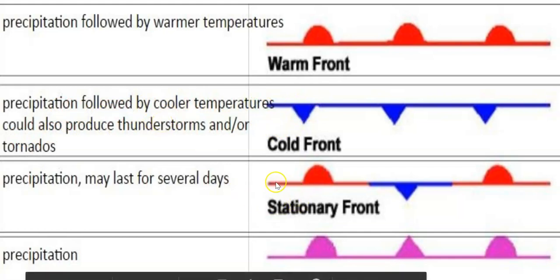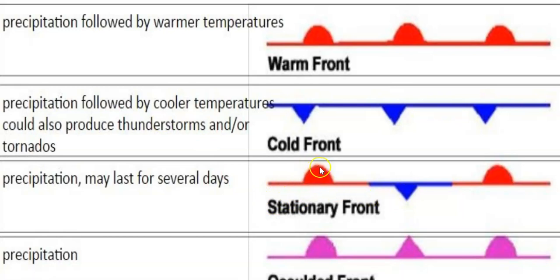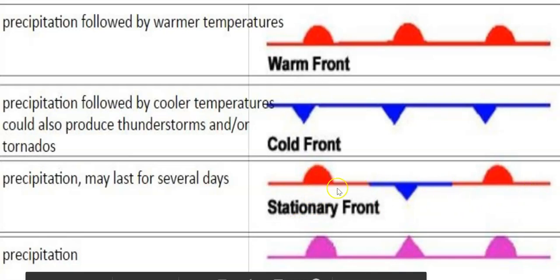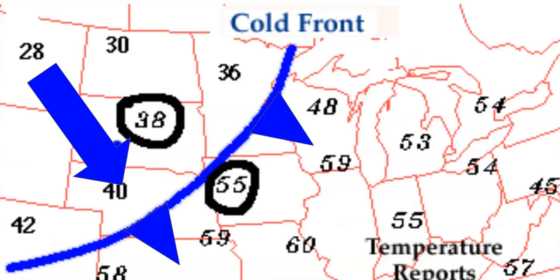A stationary front. You have warm air on one side and cool air on the other, so it's represented by one side has the red with a little half circle, the other side has the blue triangles, and they would alternate back and forth. You would get precipitation, and it may last for several days. Our last type is occluded, and that is when two cool air masses trap a warm air mass in between them. So it would be purple, and all the symbols would be on the same side, and you would get precipitation.